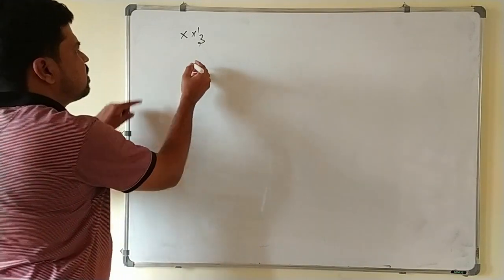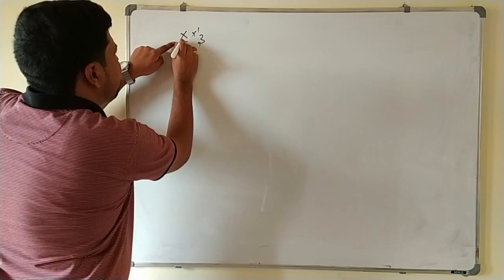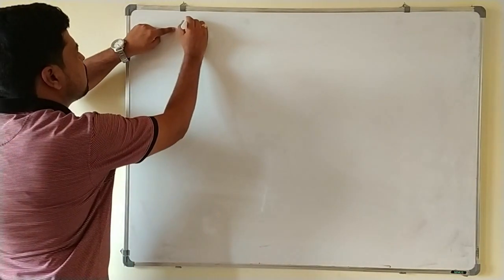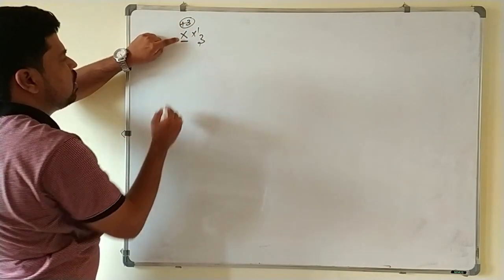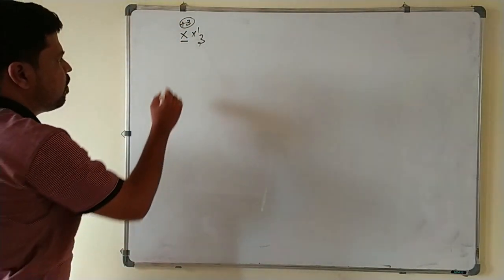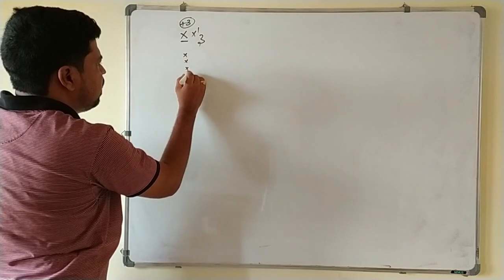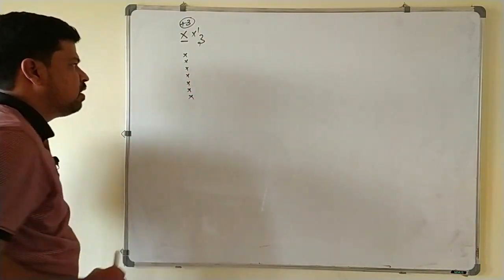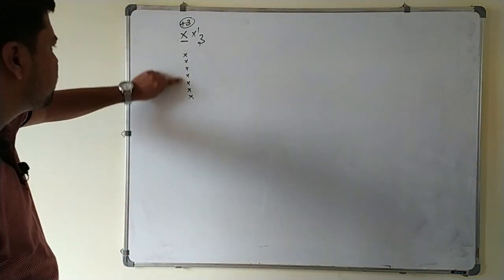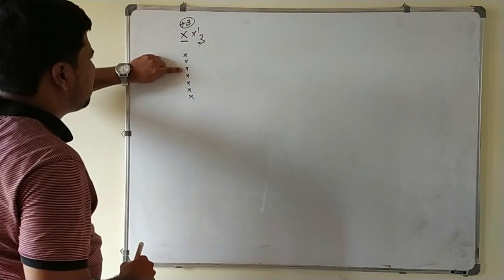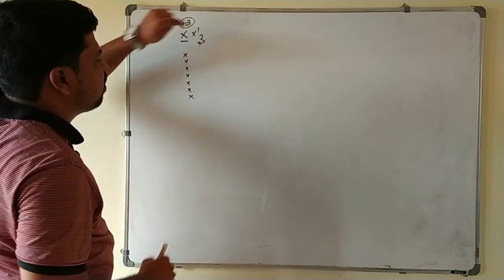So in this XX'3, this is the central atom. The central atom is in the +3 oxidation state, and this is also a halogen. So how many valence electrons are here? 1, 2, 3, 4, 5, 6, 7 valence electrons are there. Out of 7 valence electrons, 3 electrons are utilized for bond formation with the other halogen atoms.